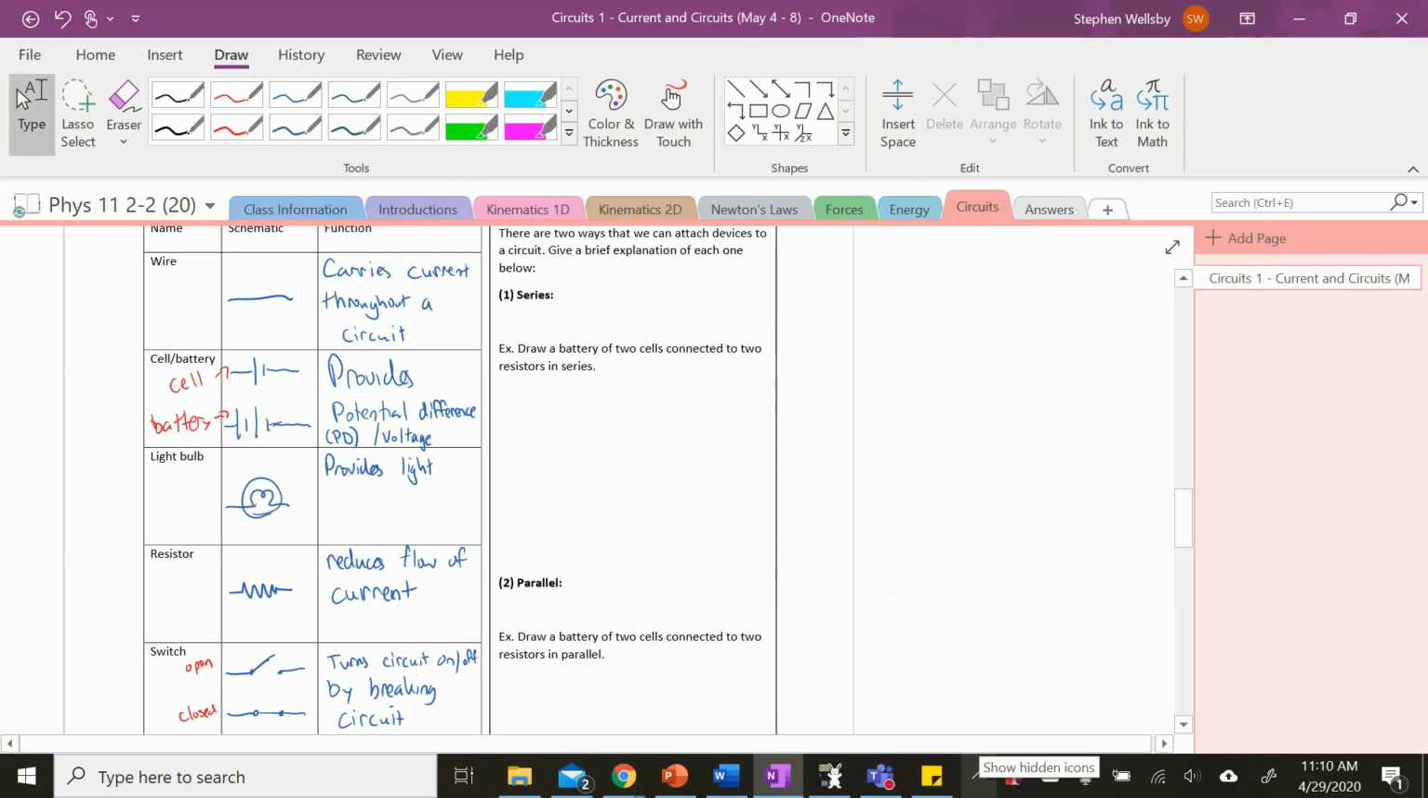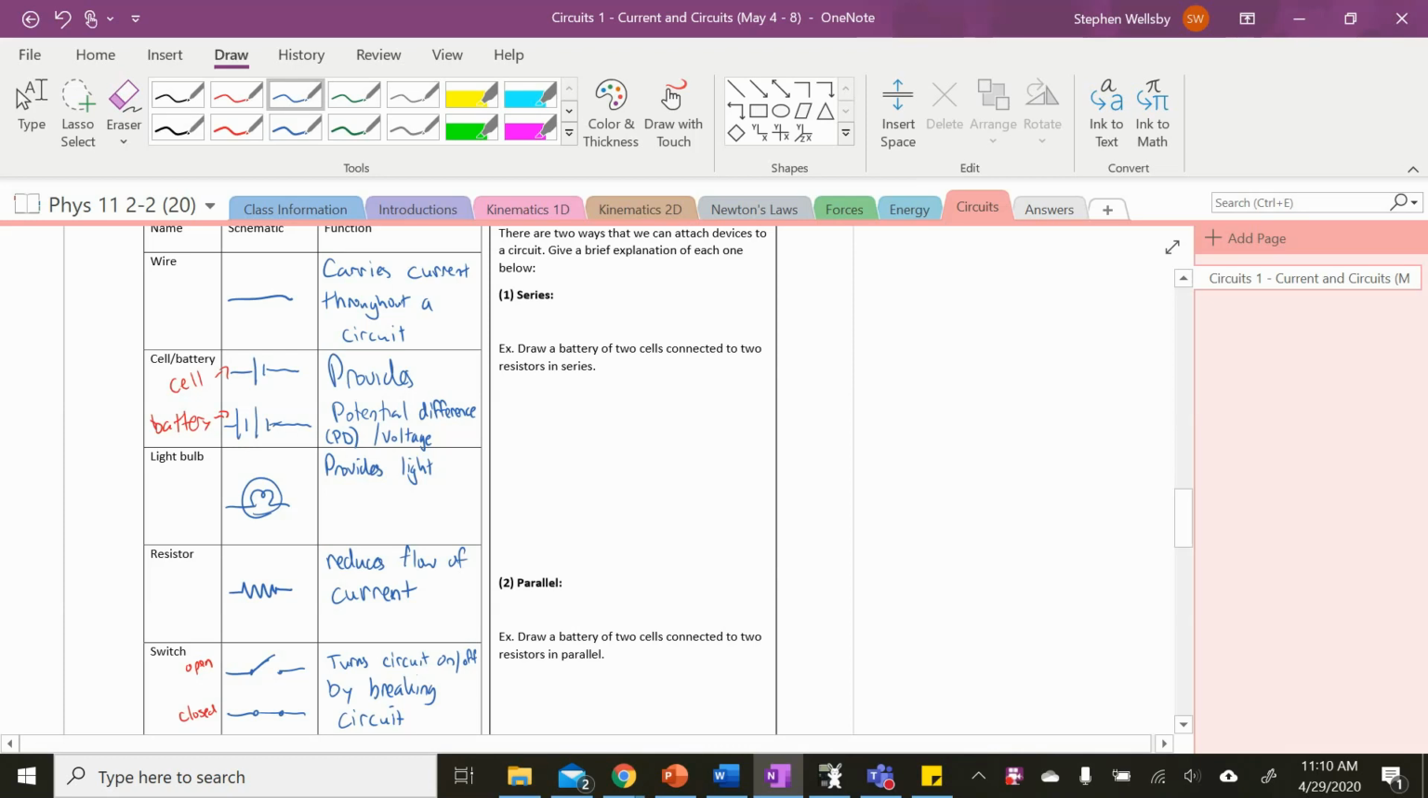Okay, so hopefully you've filled out this table for yourself, but here are the symbols and what they do. So wire is a straight line, carries current throughout a circuit. There's a picture of the schematic drawing of a cell or a battery. This provides a potential difference, which is commonly just written as PD, or also referred to as a voltage. A light bulb looks like this symbol here, it provides light, obviously.